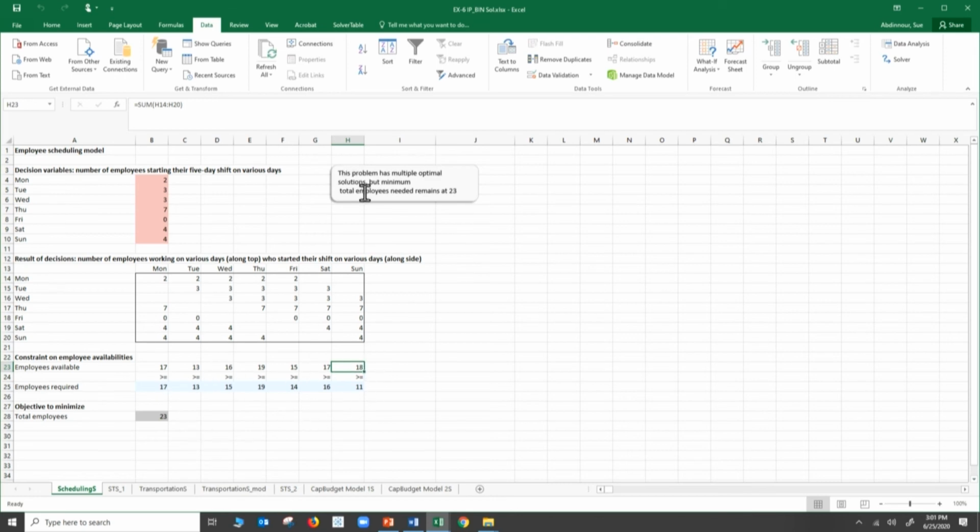So it says here this problem has multiple optimal solutions, but the number of employees would say 23. And so management can find these multiple solutions. Every computer has a different numbering system, so the solutions you generate may look different. But it shouldn't exceed 23. And so these answers are integers.